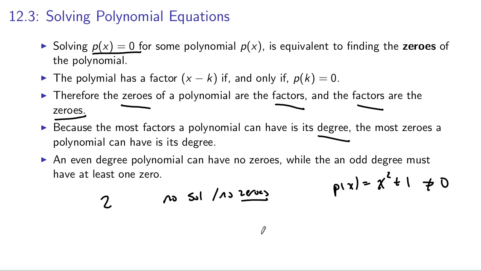But with an odd degree, you must have at least one 0. And by extension, you can always factor an odd degree polynomial at least once. Now, that factor may not have integers. You may not have an integer factor, but you can always find at least one 0 for a degree 3. So if you had x cubed plus 1, it'll always be 0 somewhere because the graph of x cubed is such that somewhere you're going to cross the x-axis.